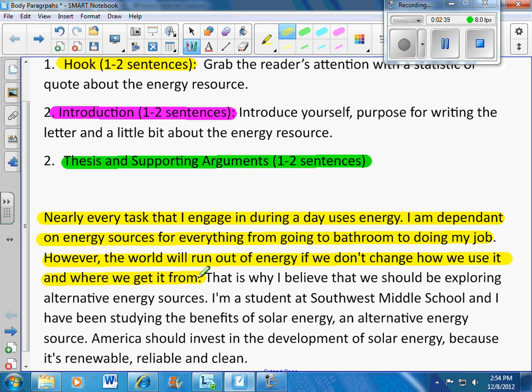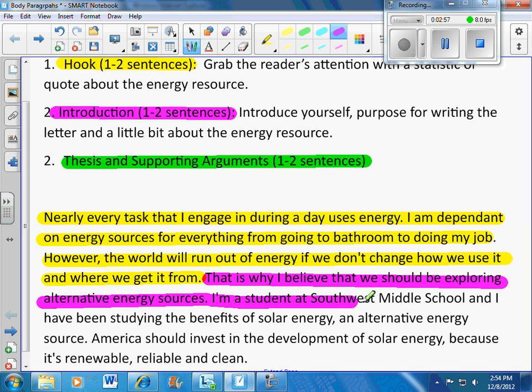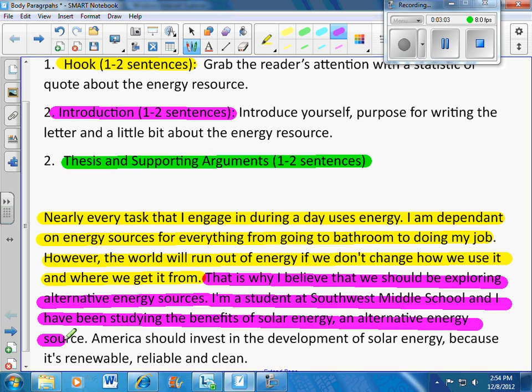Now I want to introduce myself, kind of my argument, and what I've been studying. That is why I believe that we should be exploring alternative energy sources. So now the reader knows I'm going to be talking about alternative energy, specifically solar energy. I'm a student at Southwest Middle School, and I've been studying the benefits of solar energy, an alternative energy source.